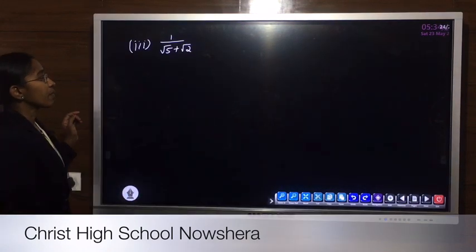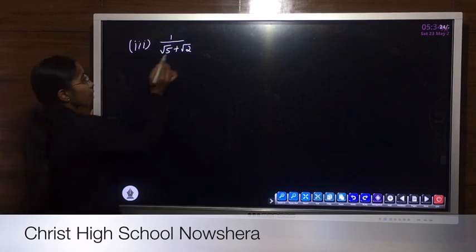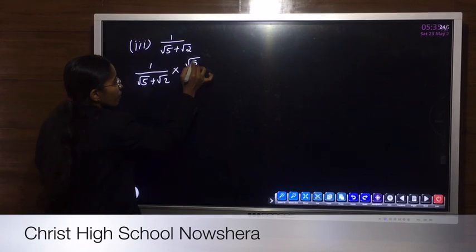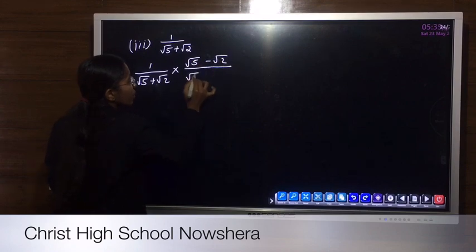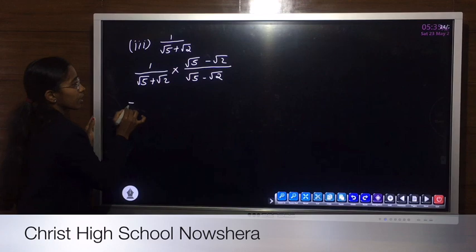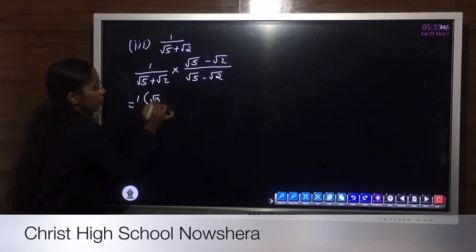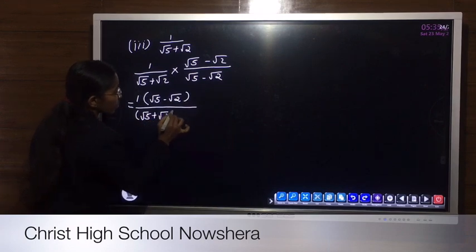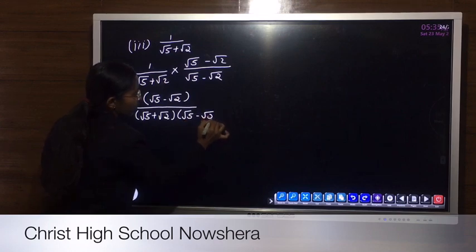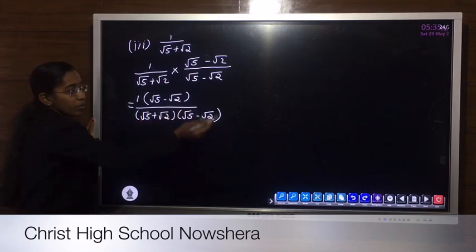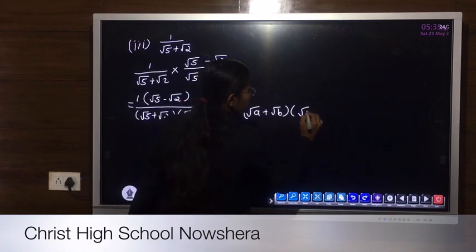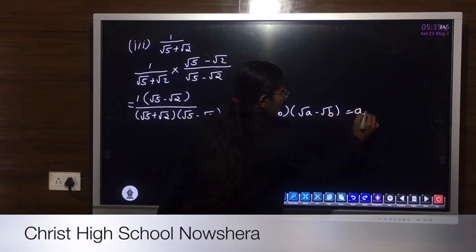And third question, 1 divided by root 5 plus root 2. Here also we are taking the inverse operation. That is 1 by root 5 plus root 2 into root 5 minus root 2 divided by root 5 minus root 2. That is equal to 1 into root 5 minus root 2 divided by root 5 plus root 2 into root 5 minus root 2. This is root a plus root b into root a minus root b, equal to a minus b.